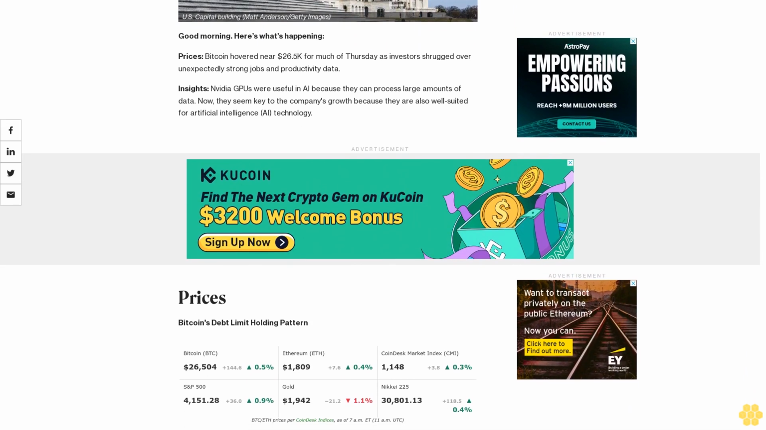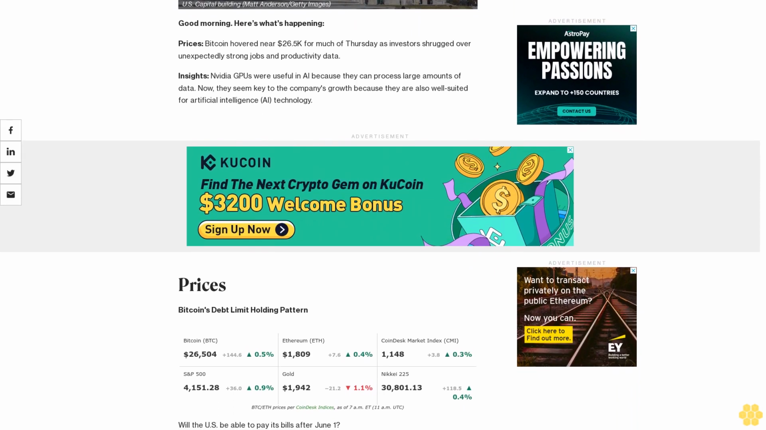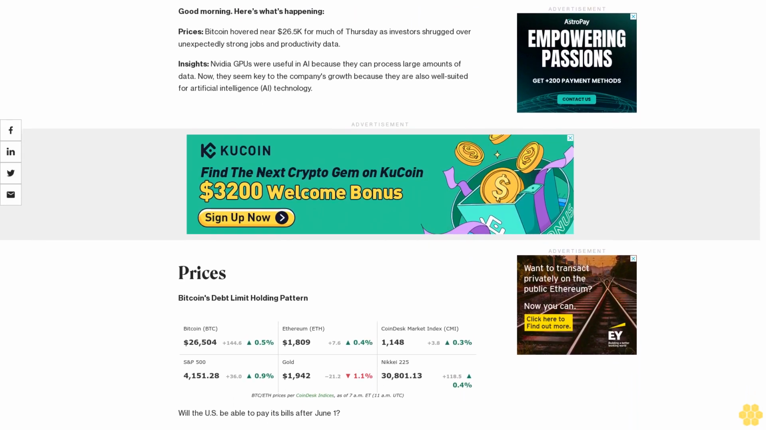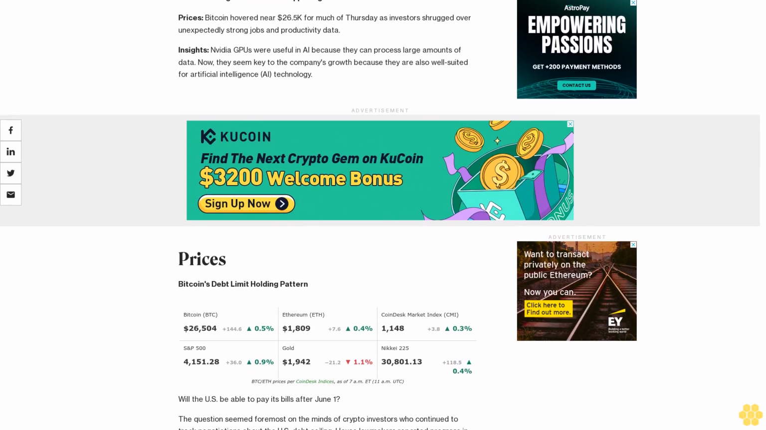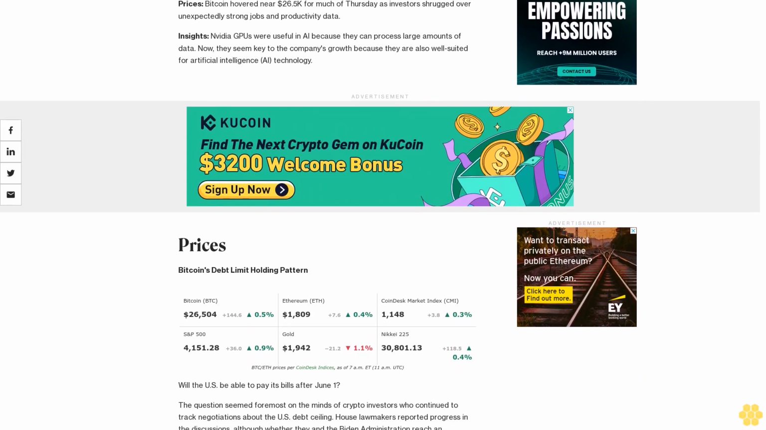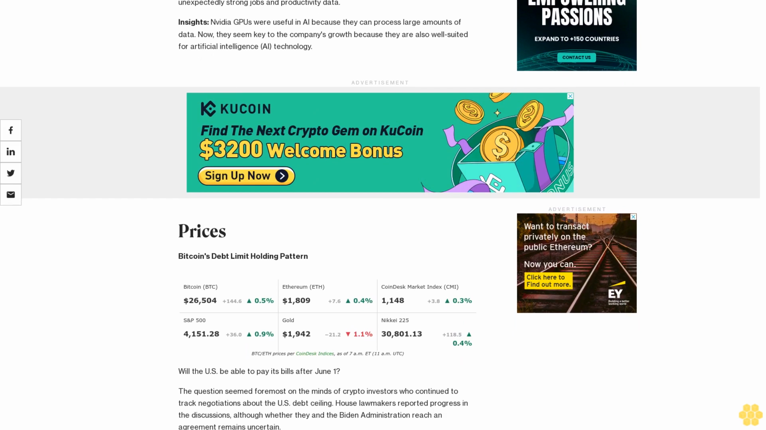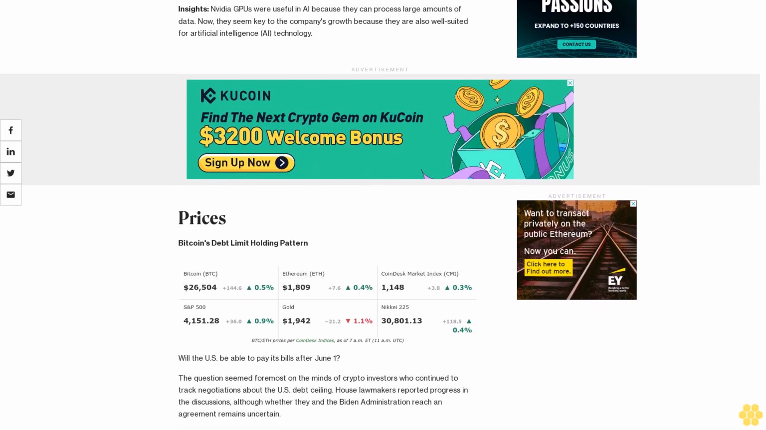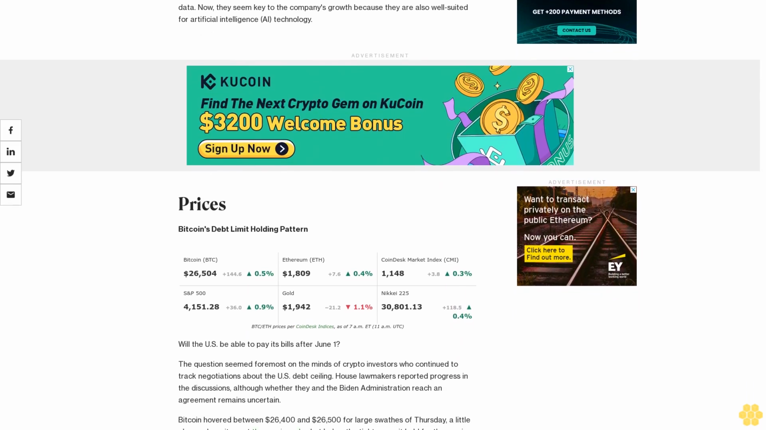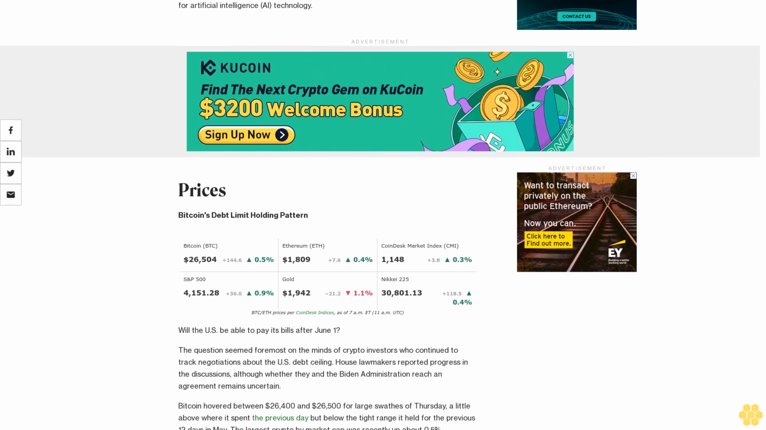Prices: Bitcoin's debt limit holding pattern. Will the U.S. be able to pay its bills after June 1? The question seemed foremost on the minds of crypto investors who continued to track negotiations about the U.S. debt ceiling. House lawmakers reported progress in the discussions, although whether they and the Biden administration reach an agreement remains uncertain.